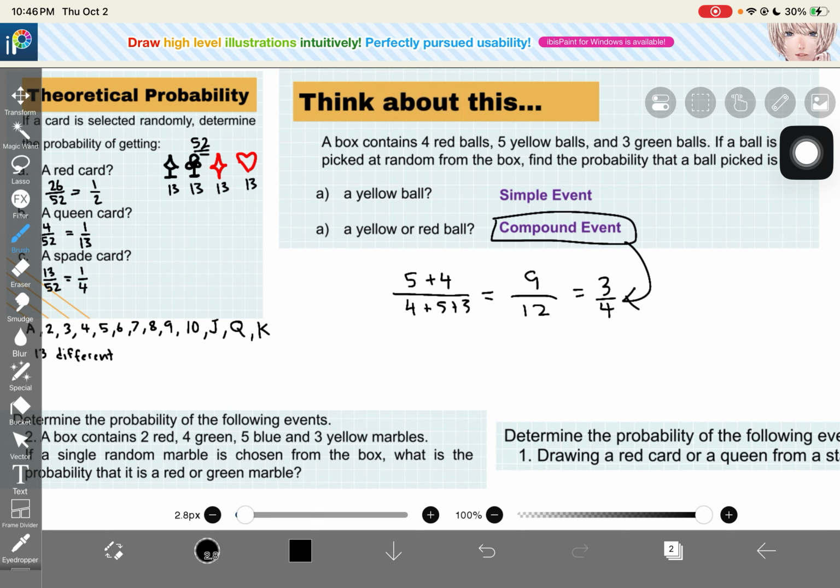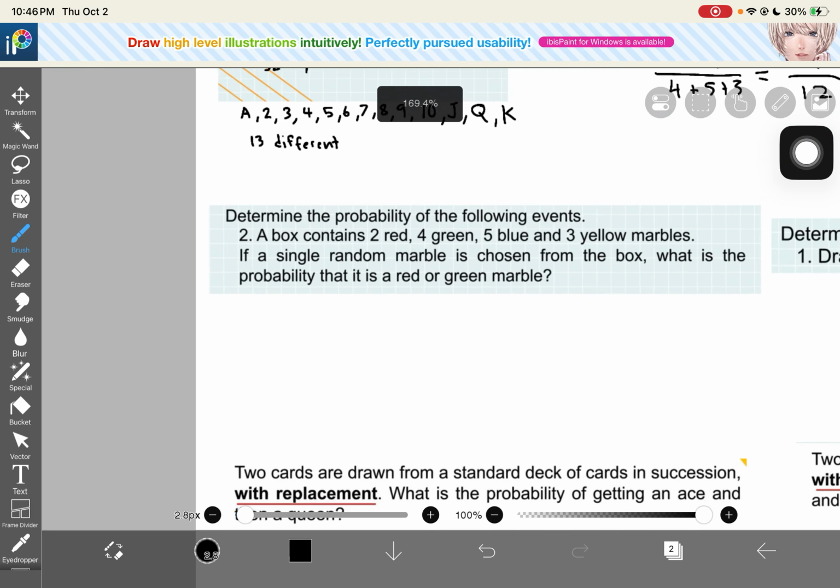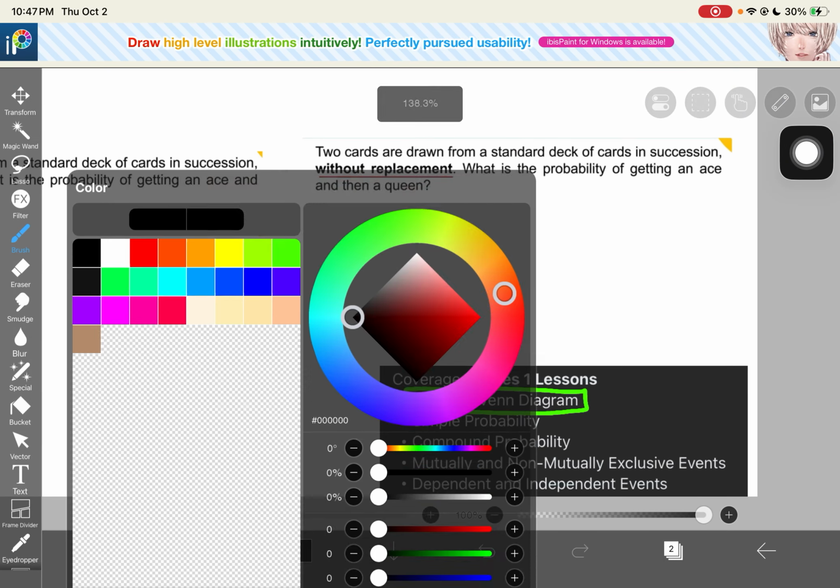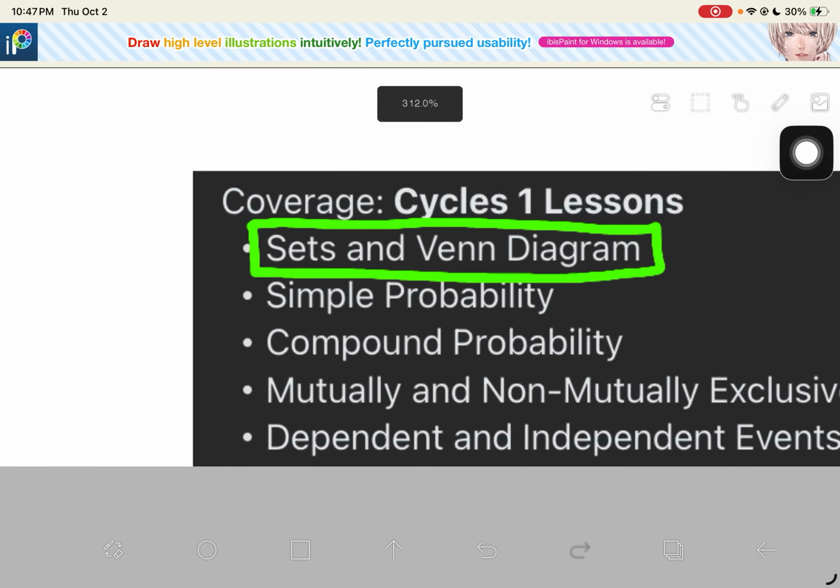Very simple. You just need a bit of analytics here, and I'm pretty sure you can pass this one. Right, let's continue. That is simple and compound probability done.